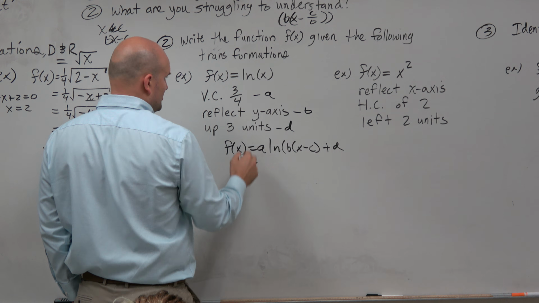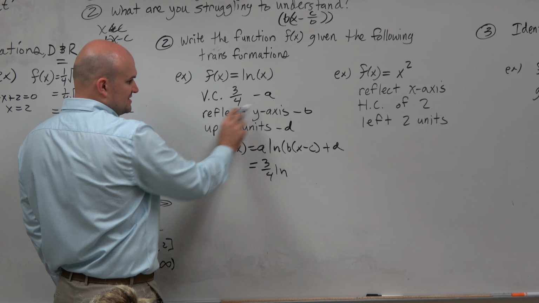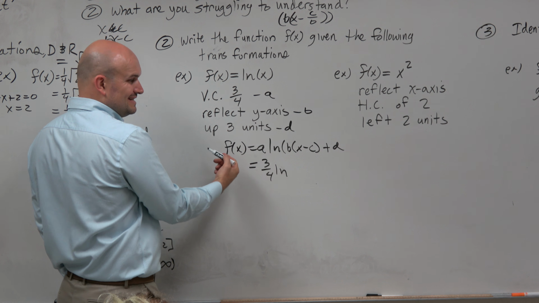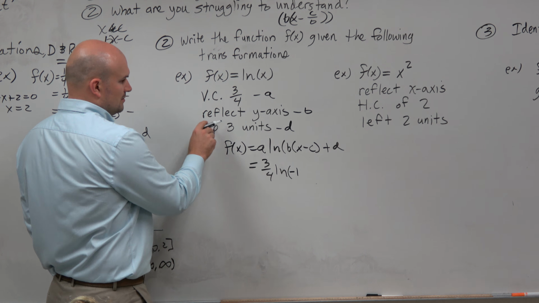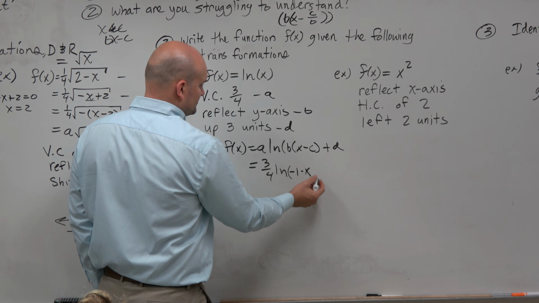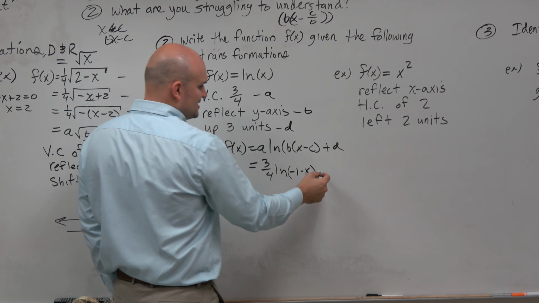So let's put 3/4 in for A. If it's a reflect the y-axis, that means B needs to be negative. So I'll just use a -1 for right now. And then that's going to be times x. And then D, shifting up 3, I can represent that as +3.